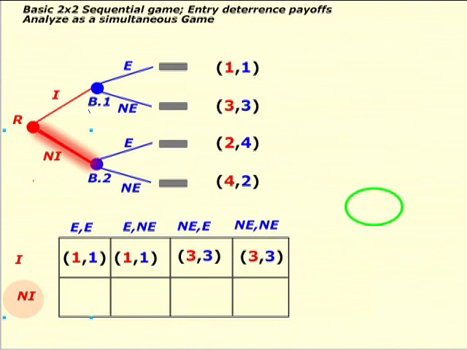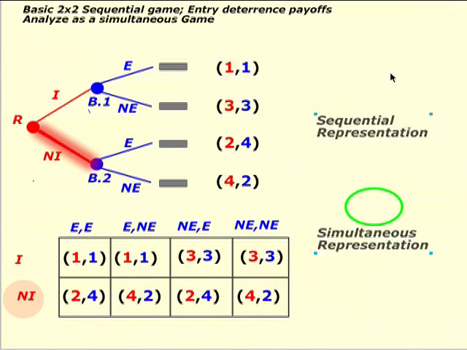So, let me just put in that bottom row of payoffs, and let's just summarize here. This game is a sequential game, okay? And this is the way we're represented by the game tree. But the same game, and since it's the same players, they have the same actions, they have the same information, and they have the same payoffs, can be represented by this in this simultaneous way. Now, it's not a simultaneous game because one of the players can't observe what the other player does. But this larger game can be analyzed as if it were a simultaneous game.